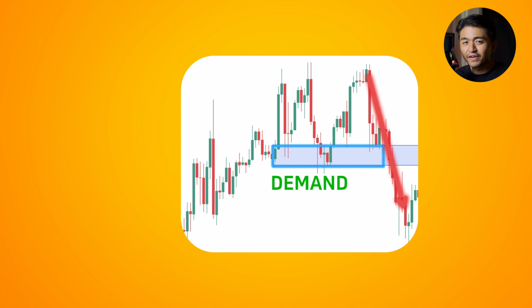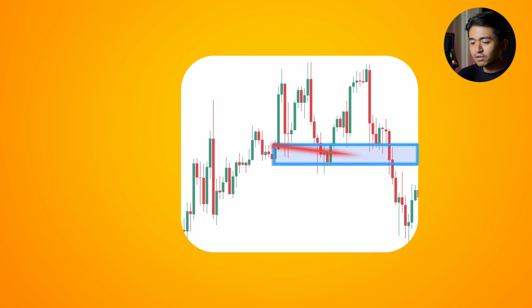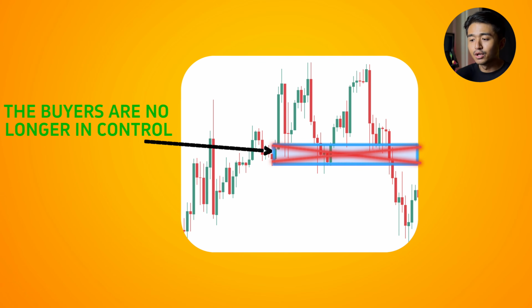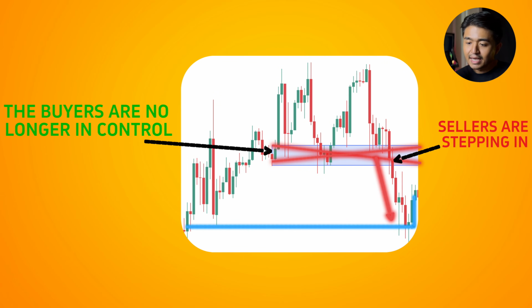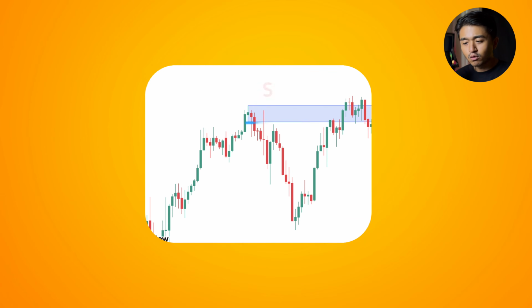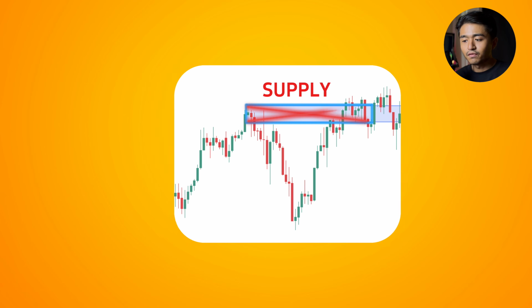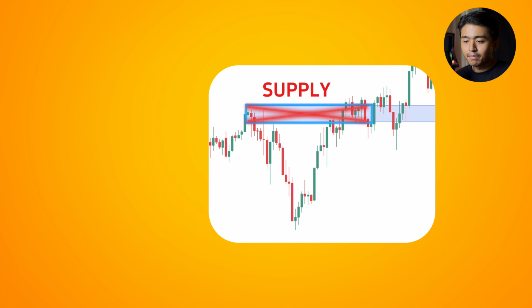In fact, failed zones often give us powerful information. For example, when a demand zone fails, it tells us the buyers are no longer in control at that level. That flip in control usually means sellers are stepping in, and we can often find short opportunities targeting the next demand zone below. The same goes for supply. If a supply zone fails, that weakness can open up a buying opportunity into the next higher supply zone.